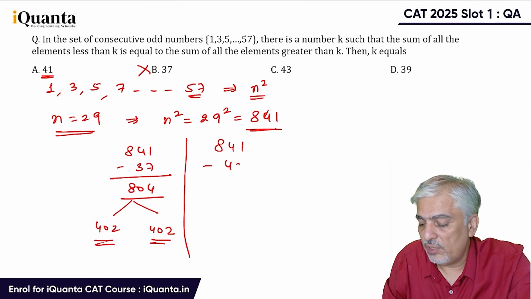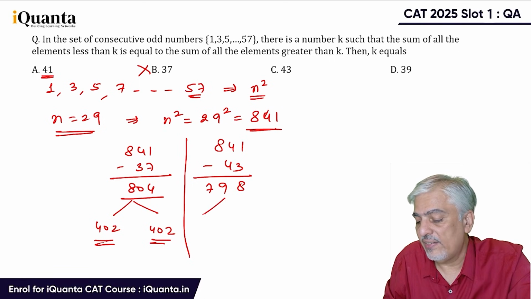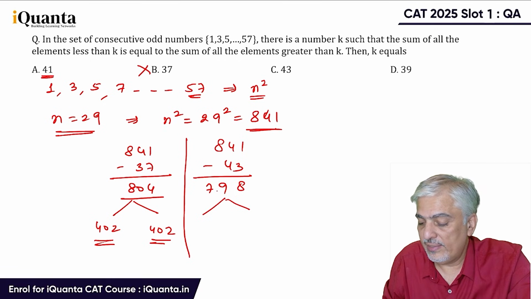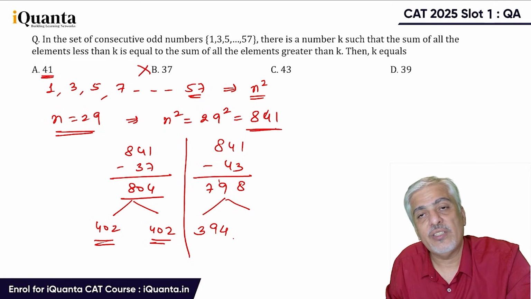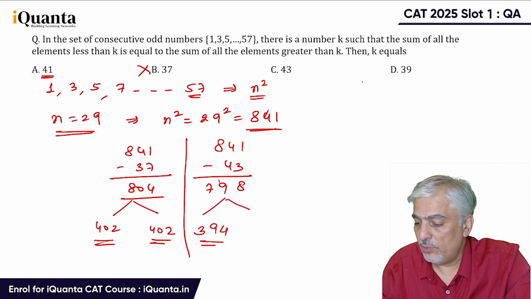841 minus 43. 11 minus 3 is 8, this will be 9, 798. Divide 798 into two parts. That will be how much? 394. 394 is not a perfect square. Don't waste your time. And that way, when you do it for 841 and 41, you will realize why it works. 841 minus 41 is 800. Make 400, 400 on both sides.